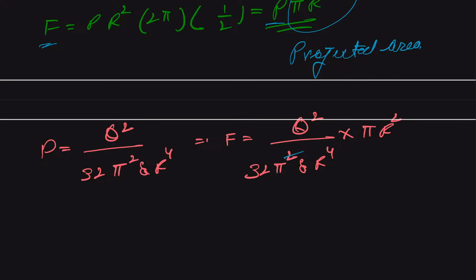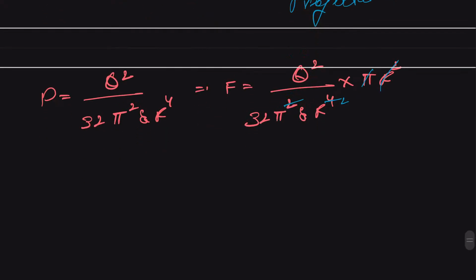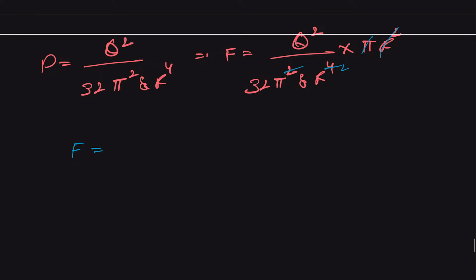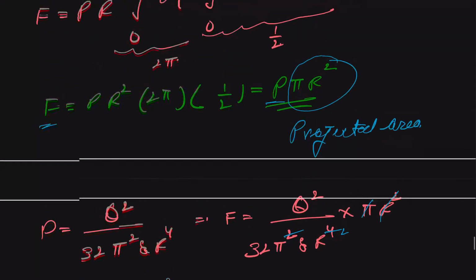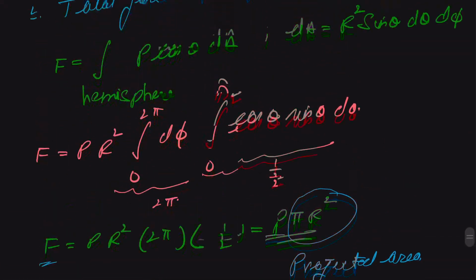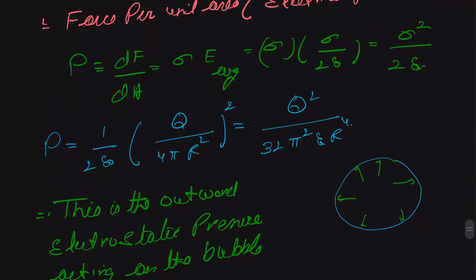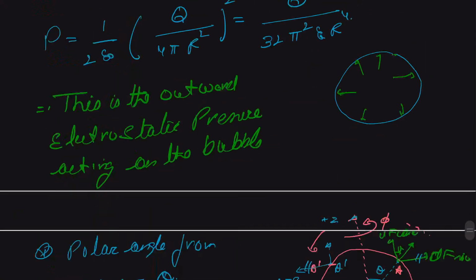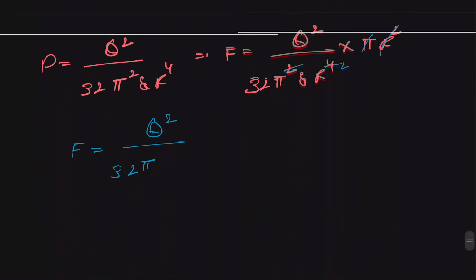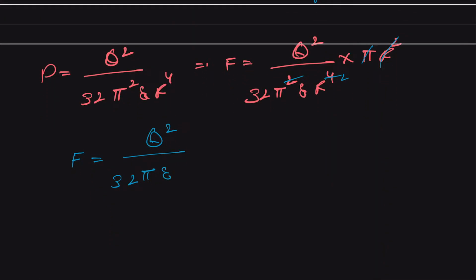Here pi squared cancels with pi, and r to the power 4 cancels with r squared. So we are left with the force F equal to Q squared upon 32 pi epsilon naught r squared. Let me check. Yes, Q squared over pi squared epsilon naught r to the power 4, okay, it's correct, and the result is Q squared over 32 pi epsilon naught r squared. So this is the value of the force.